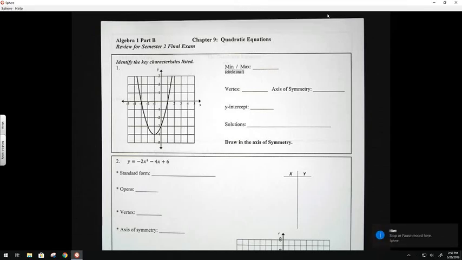All right, here we go, guys. This is the second part of the review for our final. This was Chapter 9, where we did our quadratic functions.